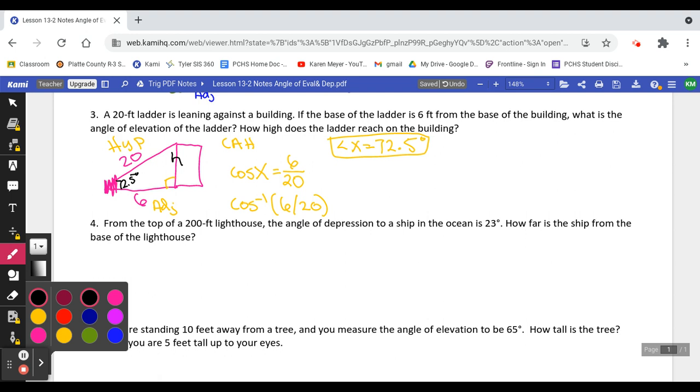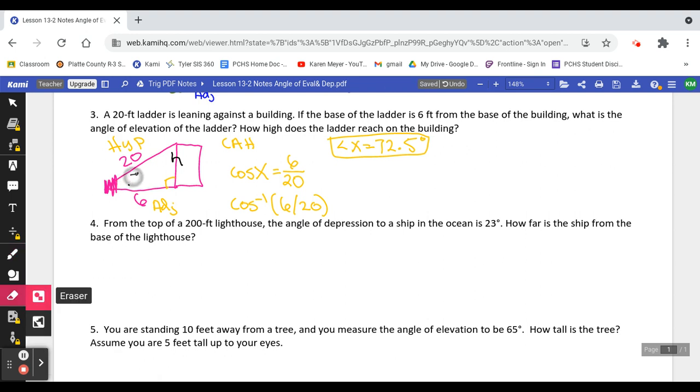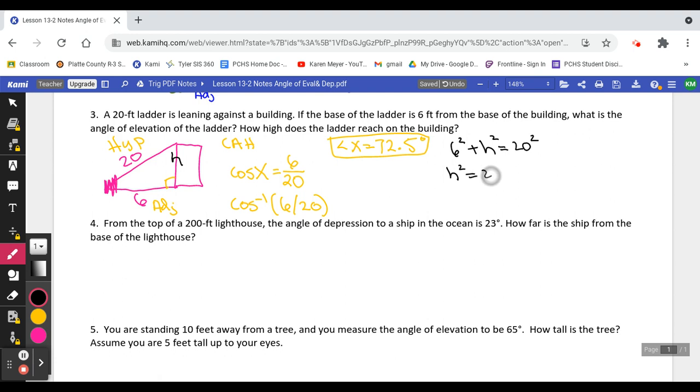I'm going to use h, and it doesn't matter which side I use. Oh, actually, I don't even have to use that angle. Let's do something easier. Boom. Instead of doing a trig ratio, I can say, ooh, if I know two sides of a right triangle, I can use the Pythagorean theorem. So I would do 6 squared plus h squared equals 20 squared. So h squared would equal 20 squared minus 6 squared. So h squared equals 364. Square root both sides, and I get the height to be 19.1, and my label is feet.